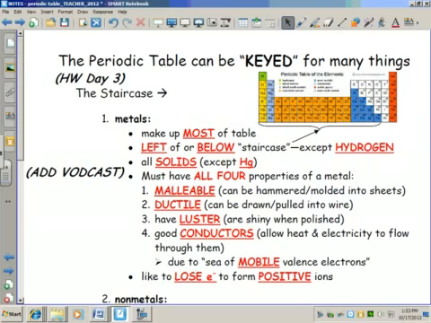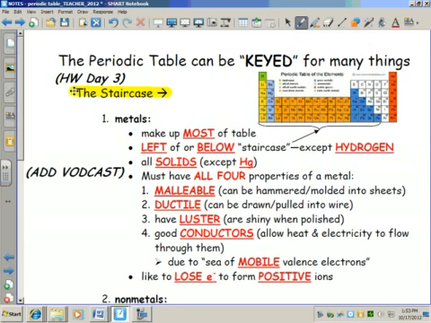So, the periodic table can be keyed for many things. Today, we're going to key it according to metals, nonmetals, and metalloids. We're going to start by taking a look at one of the most famous and important features on the periodic table, which is the staircase.